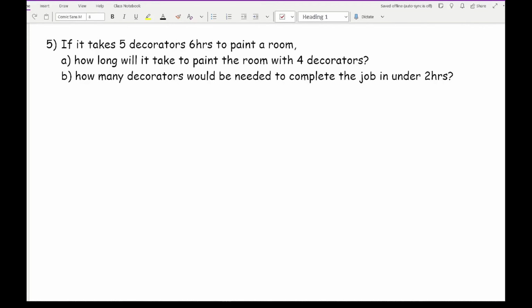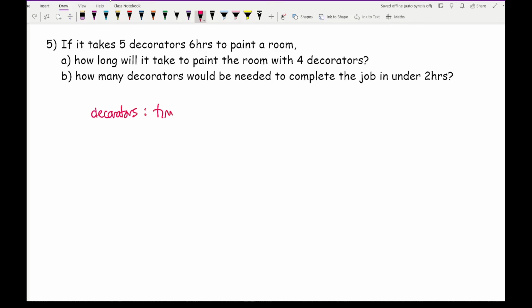And so now let's have a look at this similar question. If it takes 5 decorators 6 hours to paint a room, how long will it take to paint the room with 4 decorators? So again, let's have a look at writing this out. So here we've got the decorators, and we've got time. Here we've got 5 decorators and it takes 6 hours. So to complete the job for one person, it's going to be 5 times 6, and so that there is 30 hours. So this whole job is 30 hours.